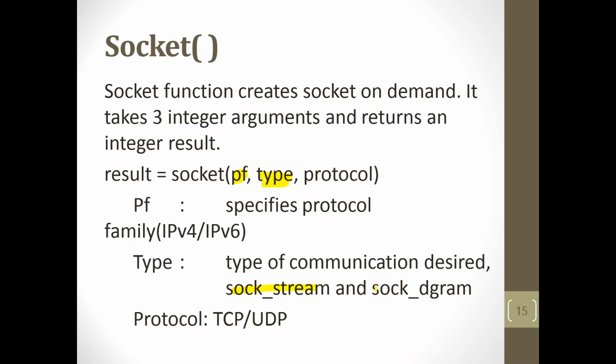Stream, which provides sequenced, reliable, bidirectional connection mode byte streams and may provide a transmission mechanism for out-of-band data. And the second type is the SOCK_DGRAM, datagram, which provides datagrams, which are connectionless mode unreliable messages of fixed maximum length. The third argument, protocol, specifies a particular protocol to be used with socket, either TCP or UDP.